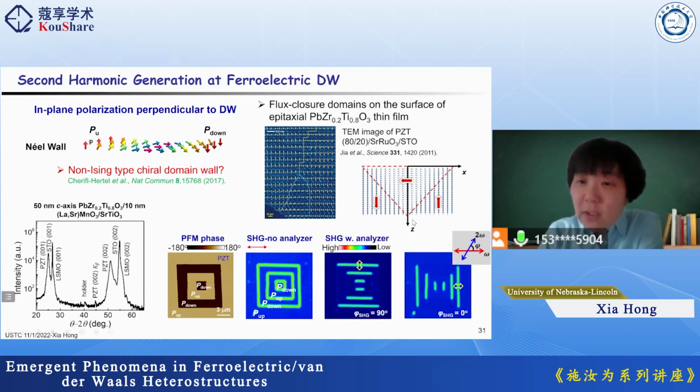In fact, if you apply an analyzer, you find the light is already polarized. For example, here we apply a perpendicular analyzer, and we see only the horizontal domain wall. If we apply a horizontal analyzer, we see the vertical domain wall. So the polarization of the light is always perpendicular to the domain wall orientation. That makes sense because this is following the chiral rotation of the dipoles at the domain wall surface.